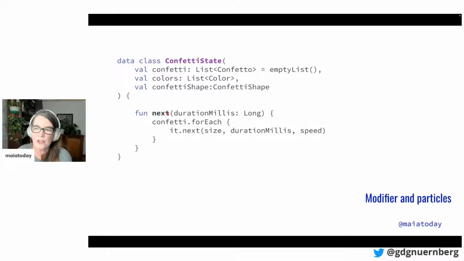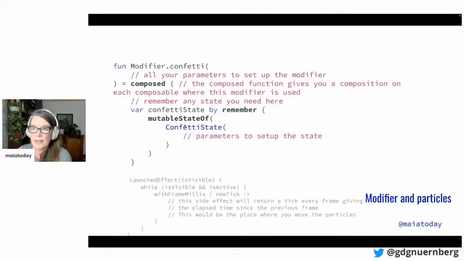And then if you say next on this, it can go through each of the confettis and update them, by calling the next method on them, and then they calculate where they are on the screen. So they can draw like that. And now this is the part that's interesting. I'm making an extension function on modifier called confetti. If I have this composed, it gives me a compose function for each time that modifier is used. Here, I'm storing this confetti state inside the state so that the composer knows that it needs to redraw if there's a change on this.